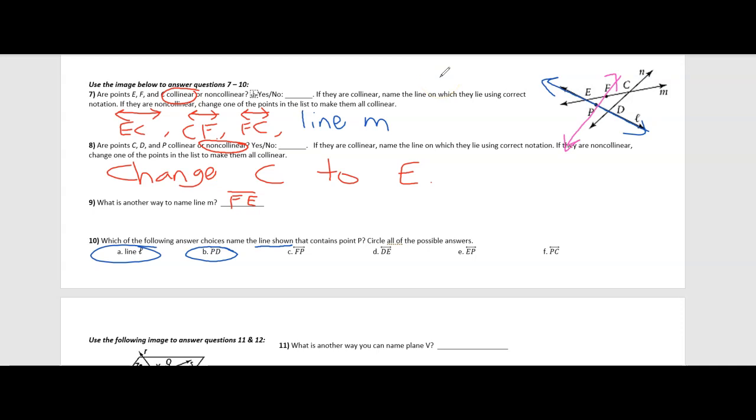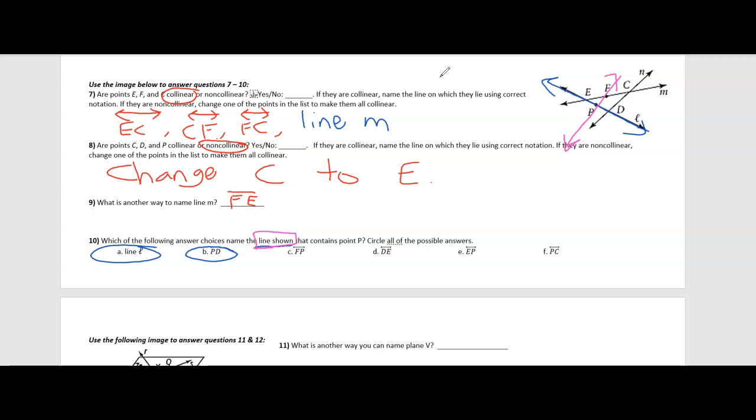I would not write a test question where I think this is a little ambiguous. You could make an argument that FP is a line, but it does have this clarifier in here that says it needs to be shown. So I would say technically we should not circle that.